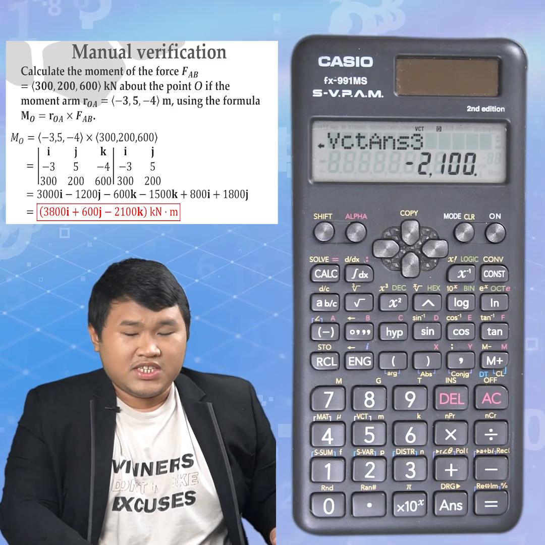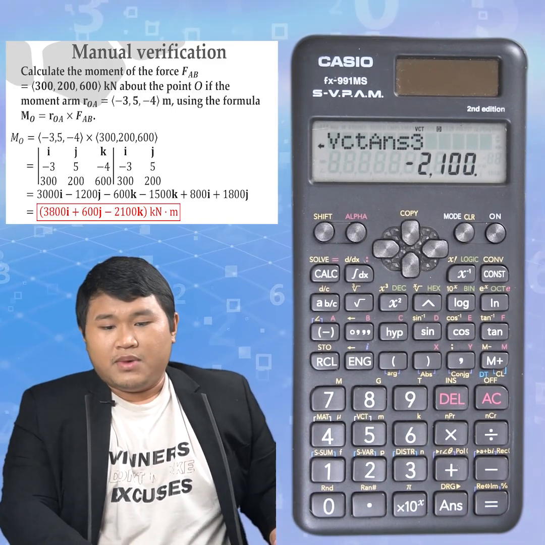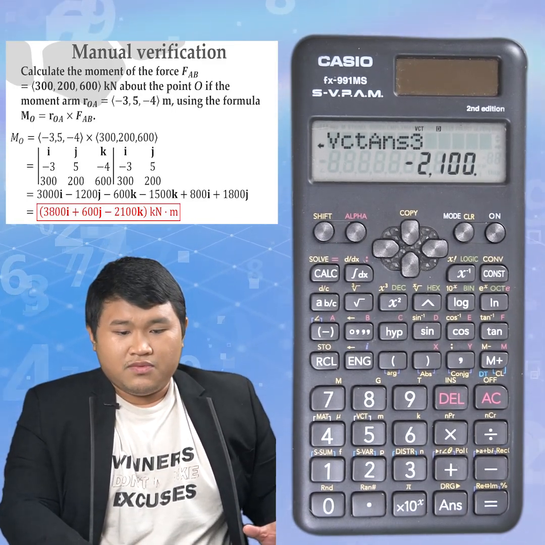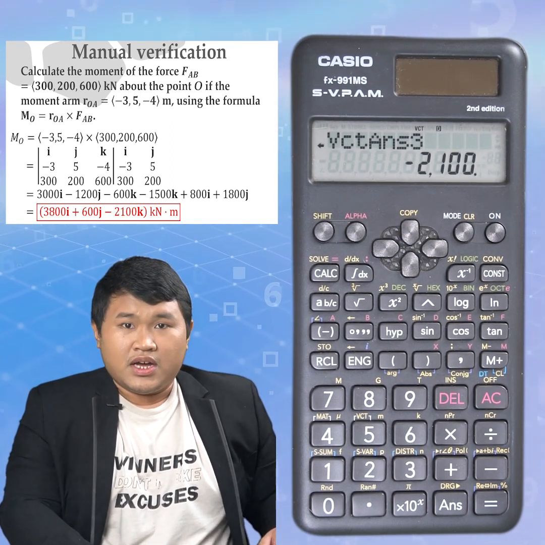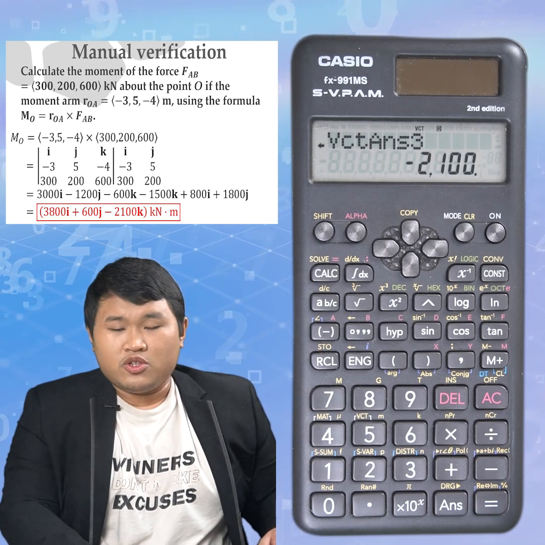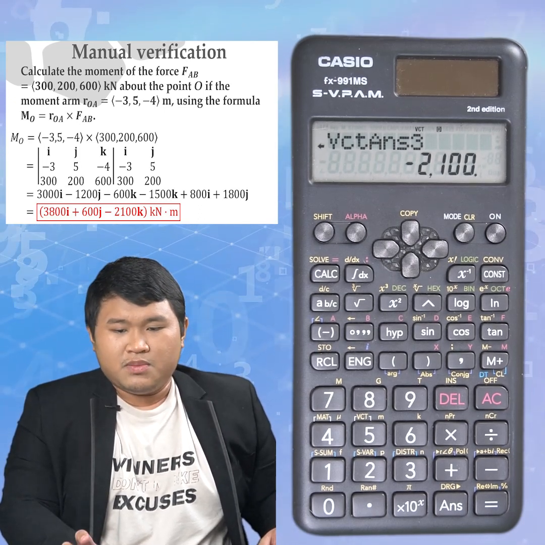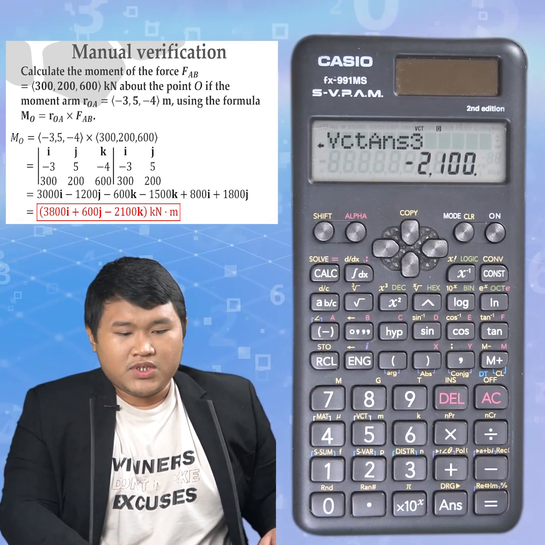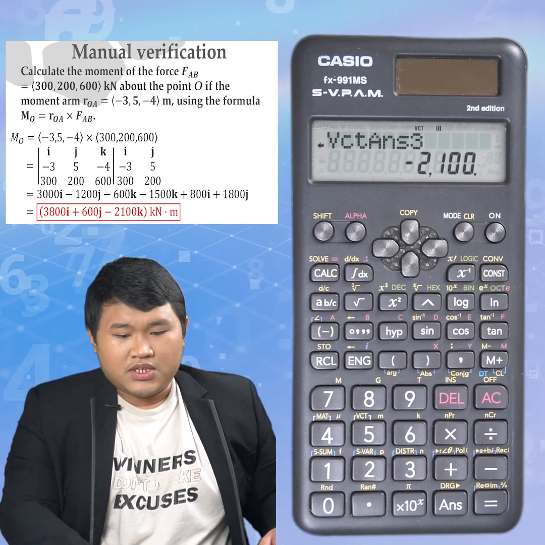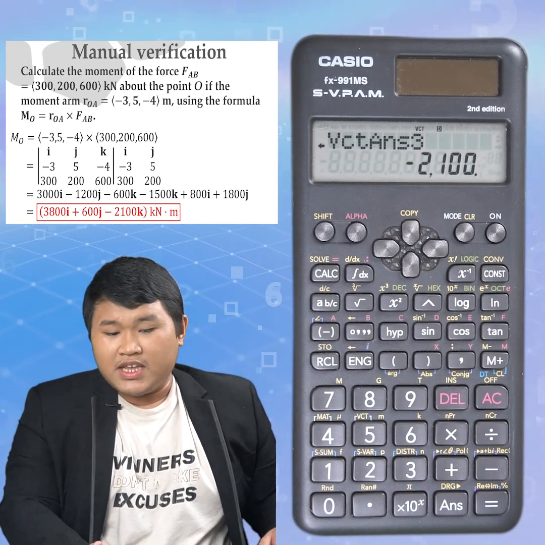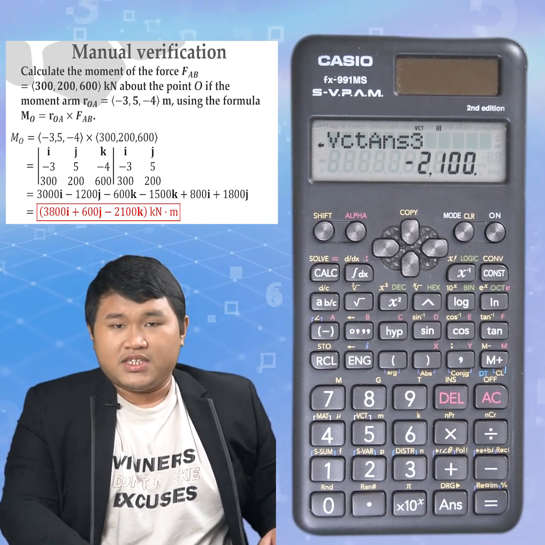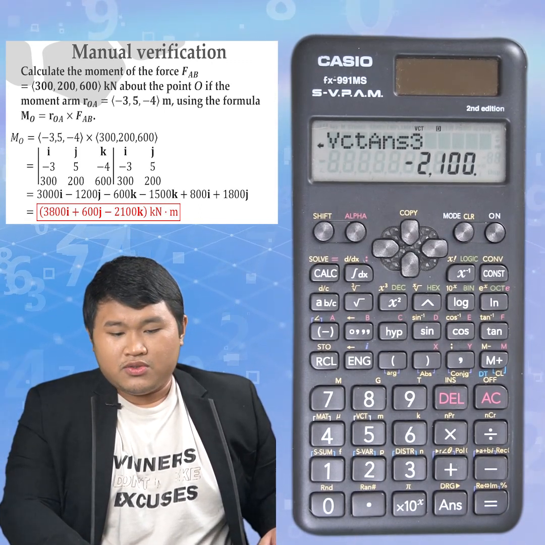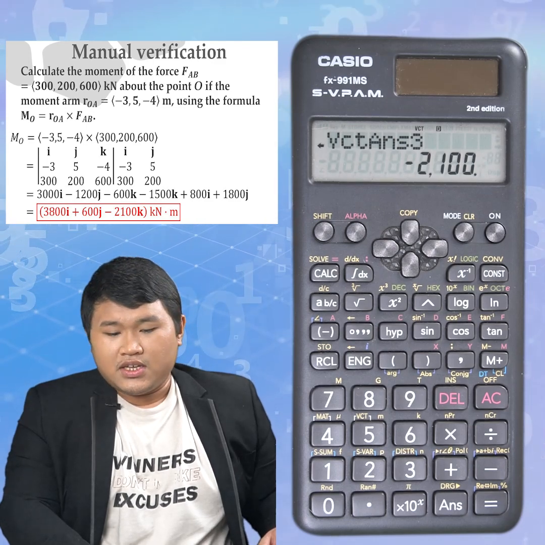And sir, is this correct? Let us verify manually. In this case, we can calculate the cross product of two vectors using either the method of minors or the method of Sarrus. In this manual verification, I've used the method of Sarrus. In this case, we have arrived at the same answer, which is 3,800 i hat plus 600 j hat minus 2,100 k hat kilonewton meters.